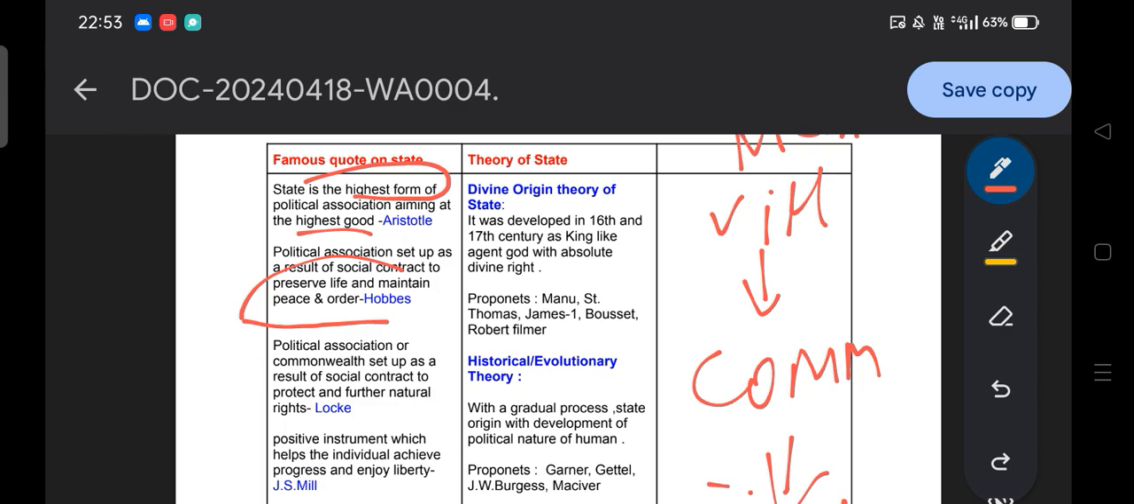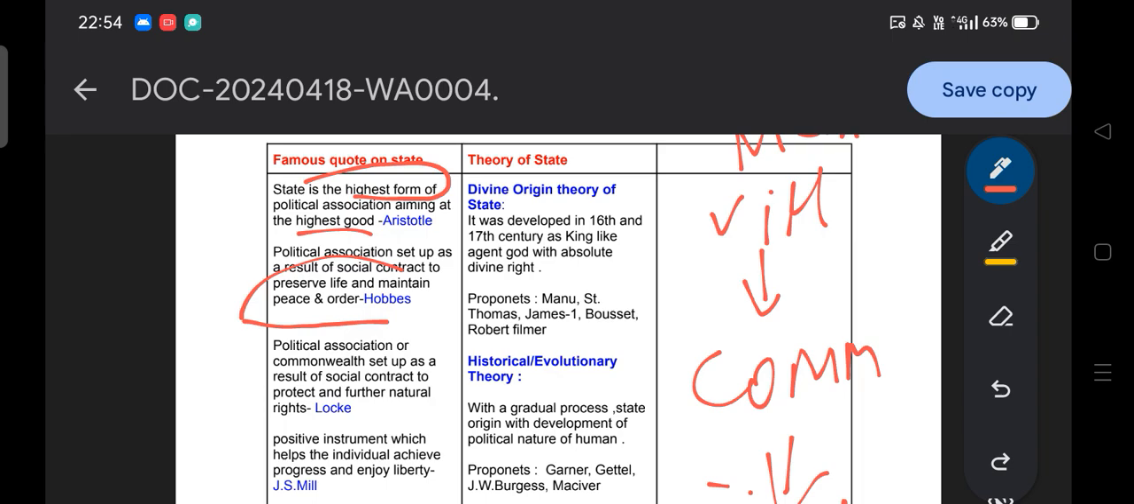So Hobbes talks about what? The sovereignty for preserving life and maintaining peace and order in society. Why was the state created according to Hobbes? The rationale before the creation of the state: in the state of nature, people are waging war against each other, so there is a danger to their life. For preservation of life and maintaining peace and order, that's why the state was created.